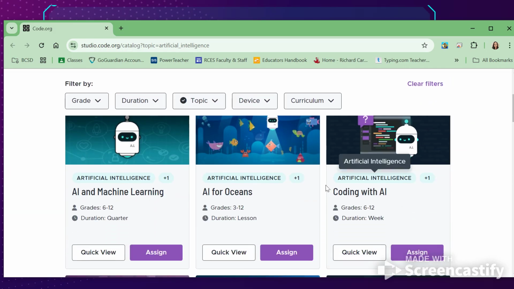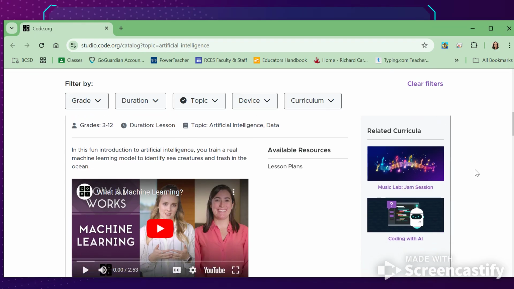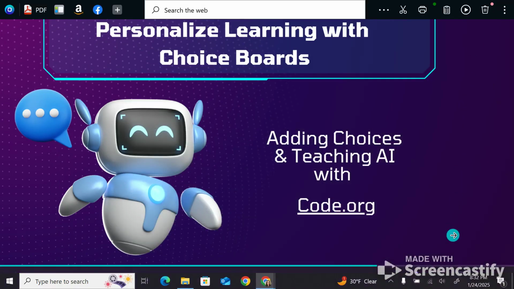In the AI for Oceans unit, students from 3rd grade and up, though I would definitely say it's probably more targeted for 3rd and 4th grade, get to teach an AI robot how to clean the ocean by identifying sea creatures and pollution. It's really quite fun and a really great tool for teaching students about AI.